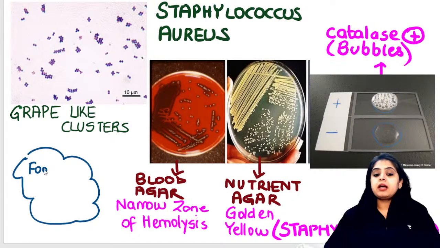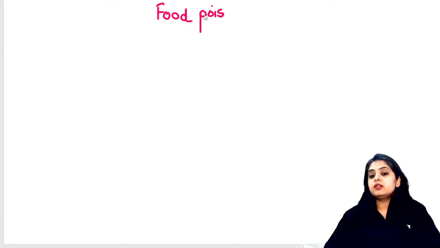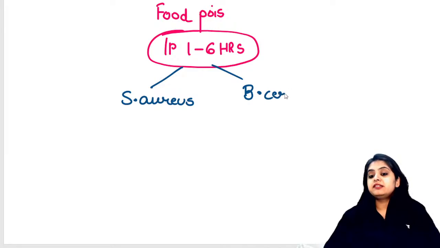They will give you some kind of food poisoning. Listen to me very carefully. This is the favorite question of the FMG exam. I'll come back to this slide. Remember, when they are talking about food poisoning, they will give you an incubation period of 1 to 6 hours. If they give me such a very short incubation period, number one, you will think of Staph aureus, and number two, you will think of another bacteria, that is Bacillus cereus.